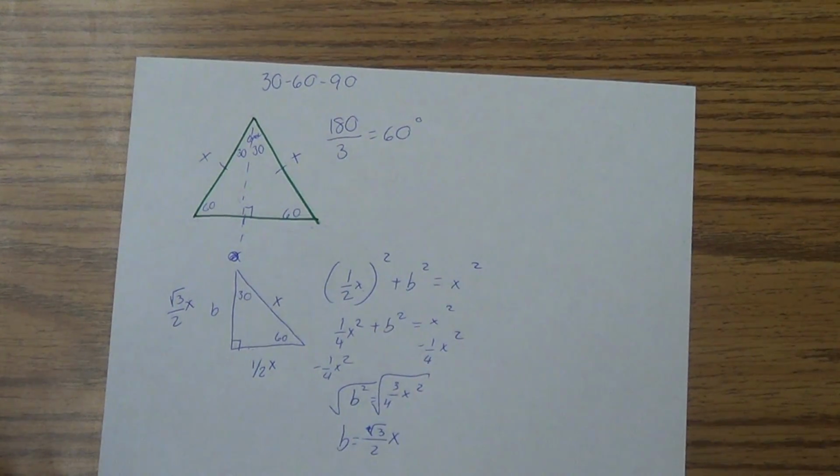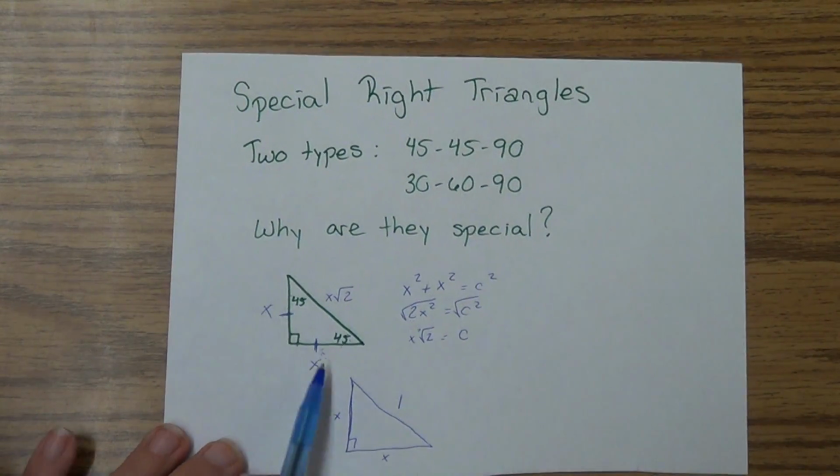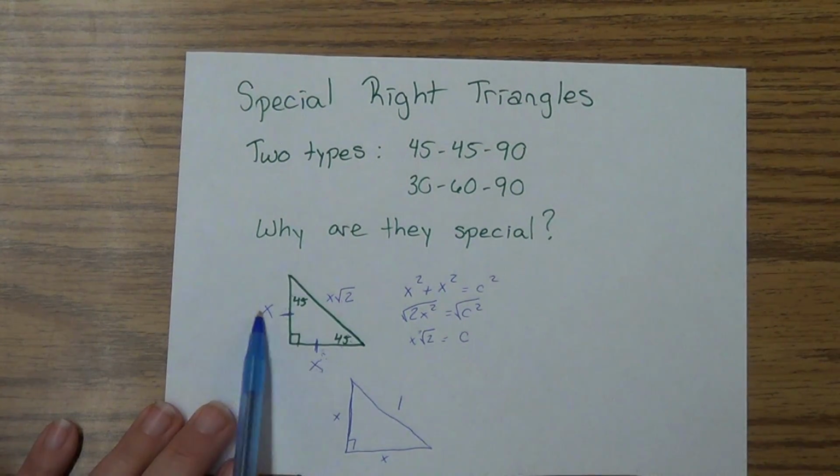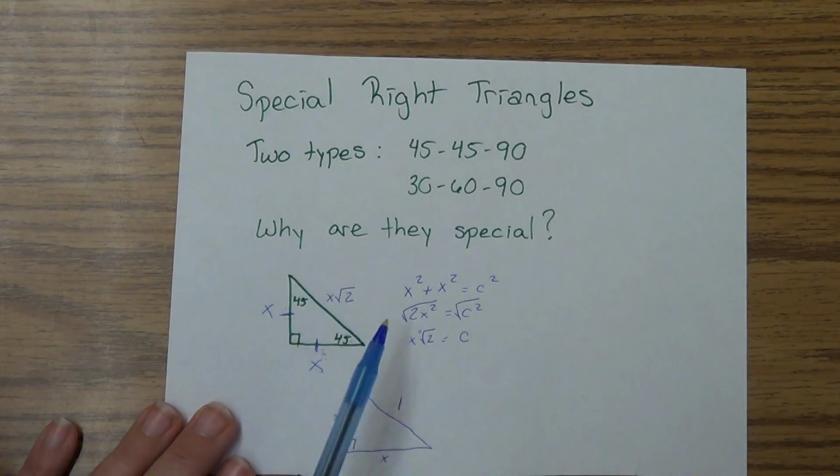Let's go back to the 45-45-90 one more time. The two legs are the same, and the hypotenuse is the length of those legs times radical 2.